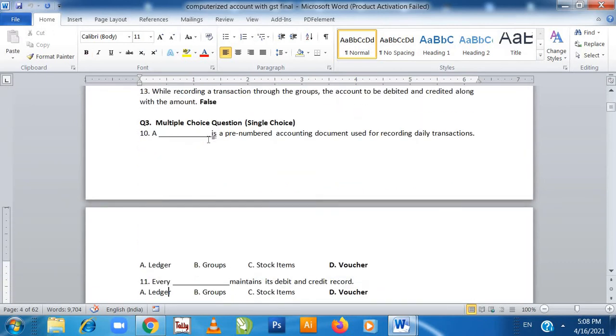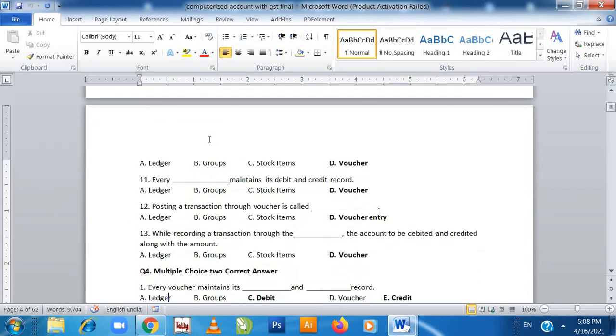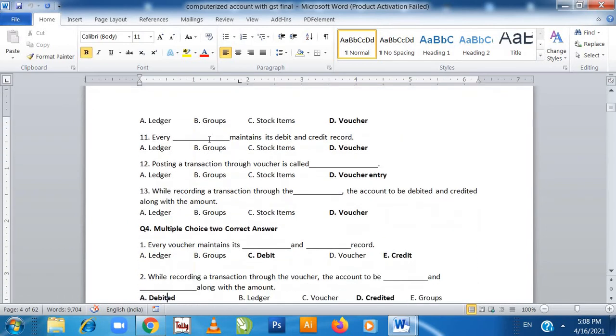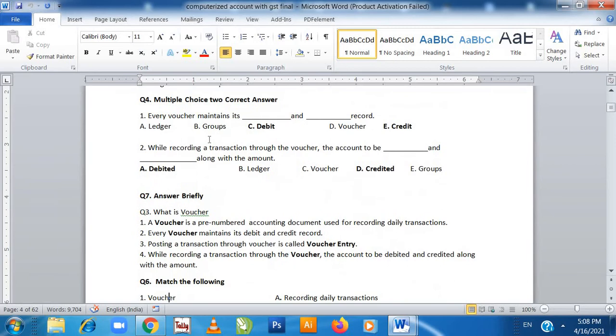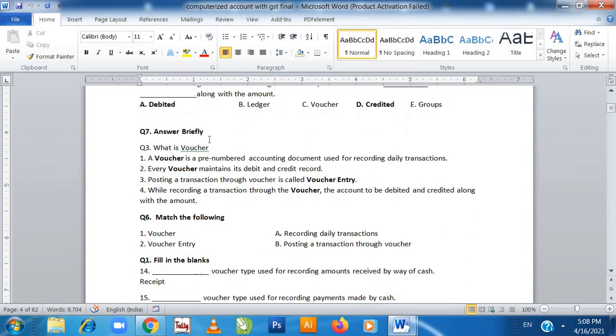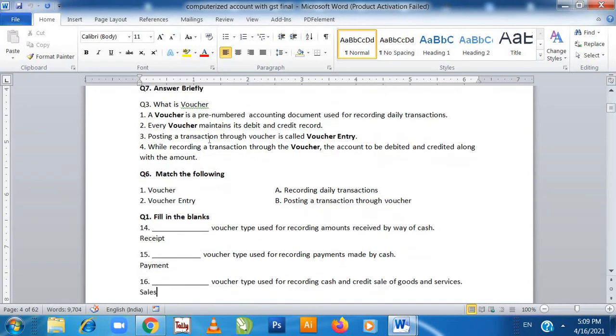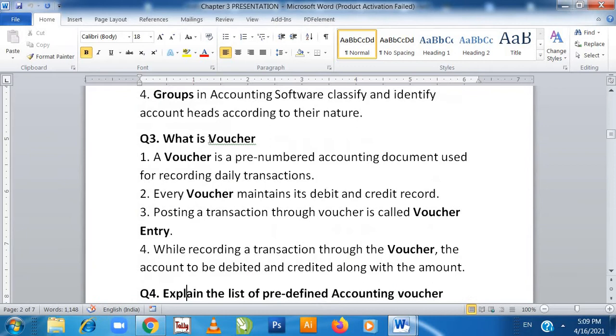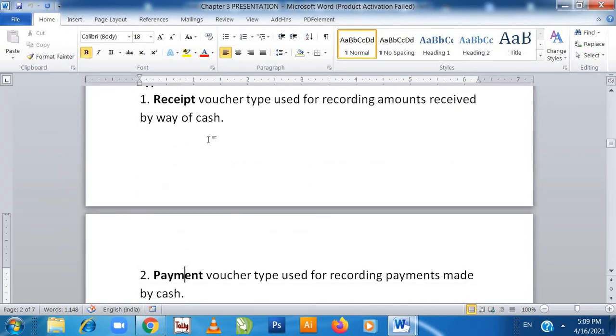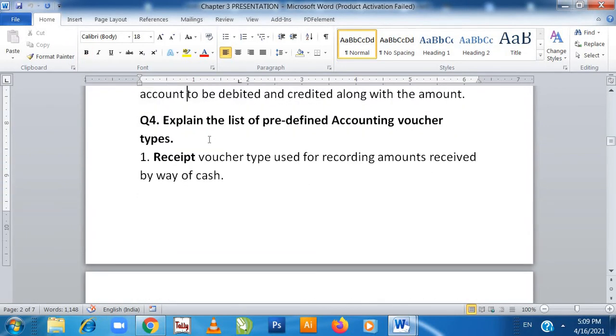Now multiple choice question, single choice. Multiple choice question, 2 correct answers. Answer briefly, that is what is voucher. Match the following: voucher, record daily transaction; voucher entry, posting a transaction through voucher. Now we'll see the another question, that is explain the list of predefined accounting voucher types.